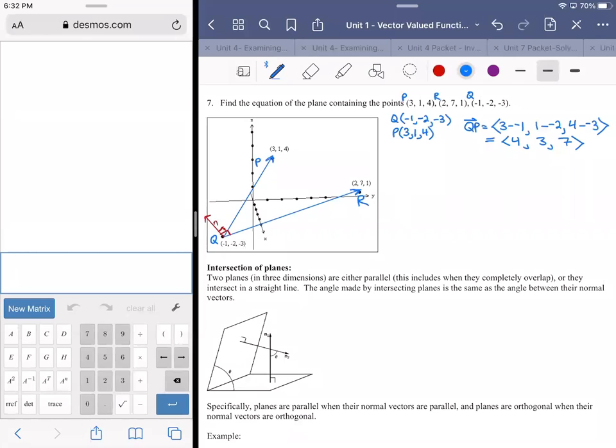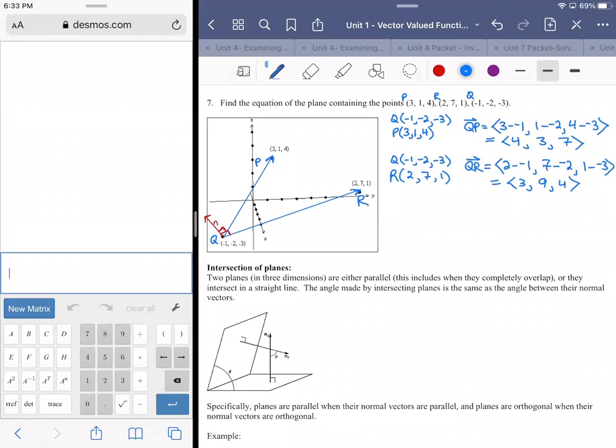Then I also need QR. So let me copy Q, and then jot down R. So I need vector QR. So 2 minus -1, 7 minus -2, and 1 minus -3. Because we're pinning them both at Q, that's displacing the entire array so that Q goes to the origin, and everything else follows along with it. So 3, 9, 4.